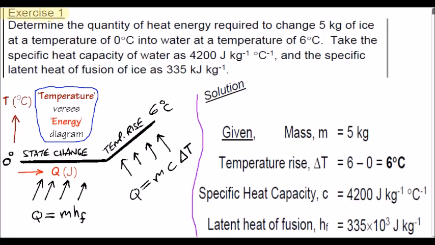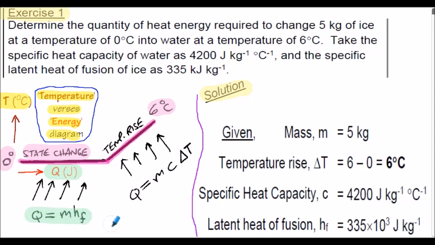Exercise 1, commencement of the solution. As always, I would encourage you to initially sketch a temperature versus heat energy diagram. My sketch is shown here. On the vertical axis, temperature in degrees C. Horizontal axis, heat energy Q in joules. And from the question, in this case, we have a change of state from 0 degrees C ice, change of state. And then we change the water in temperature from 0 degrees C to 6 degrees C. So in terms of energy calculations, we need to find the energy required to change the state.